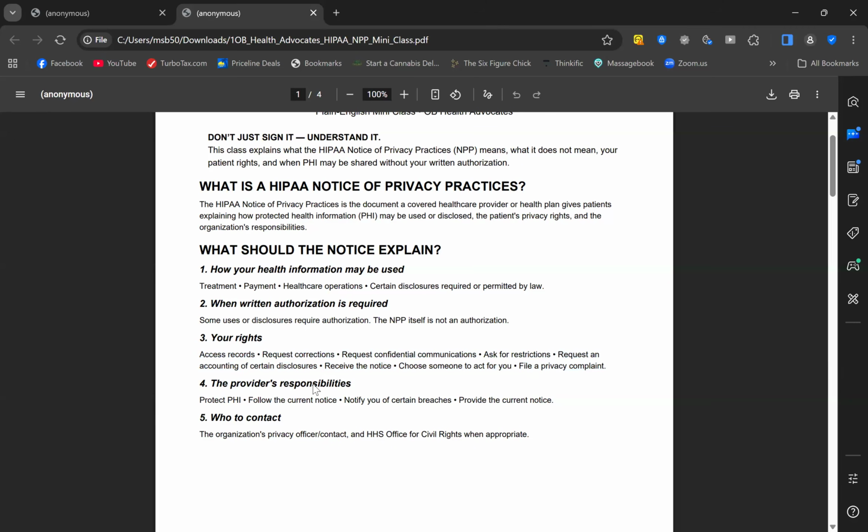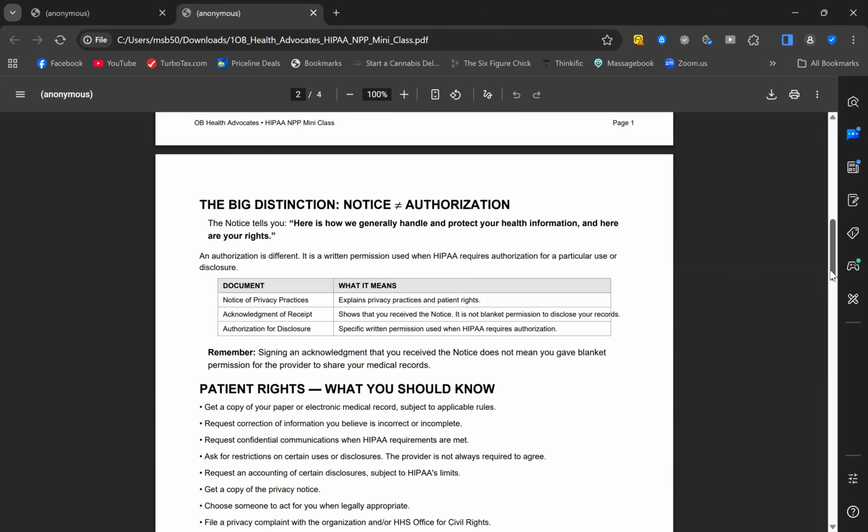The provider's responsibilities, meaning your healthcare provider, protects your health information, follows the current notice, notifies you of certain breaches, provides the current notice. Let me highlight that. Those are their responsibilities. Now, who to contact? The organization's privacy officer or contact person, and HHS Office for Civil Rights when appropriate. All right, let's keep it moving.